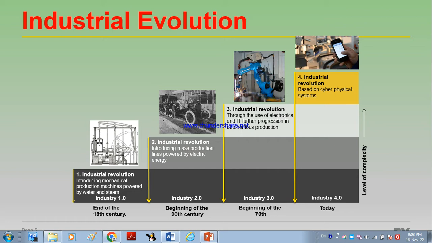And Industry 2.0, that is the beginning of the 20th century, introduced mass production, the assembly line, and mass use of electricity rather than diesel, petrol, steam, or coal. And Industry 3.0, where electronics and information technology were integrated with mechanical machinery, and that is the progression of autonomous production, and a little bit of industrial automation took place in Industry 3.0.